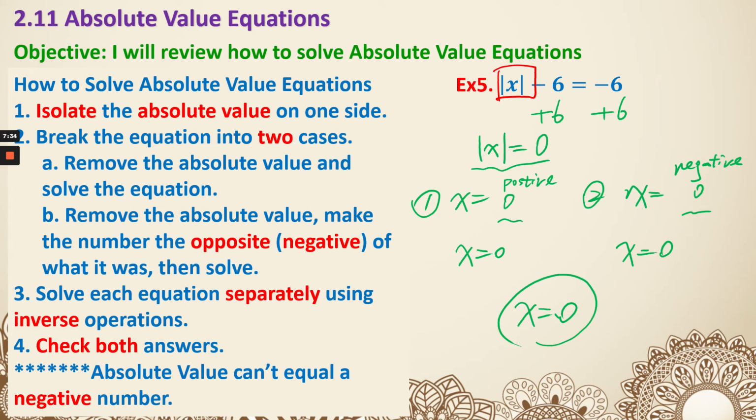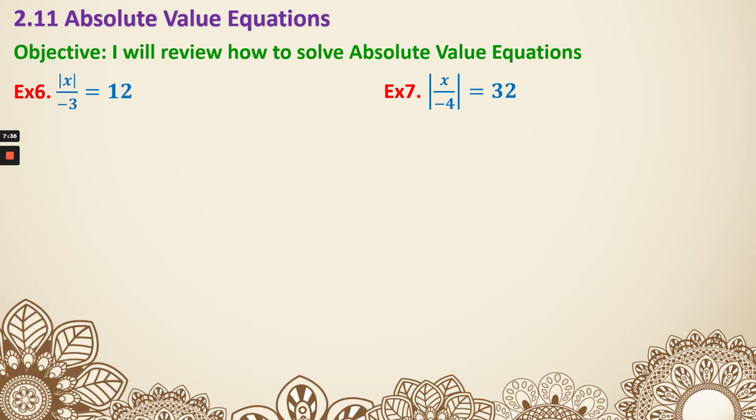That's example 5. Next, example 6. We still got to do the first step. Your box is right here. So you're going to need to get rid of everything that's around the box. So we're going to need to get rid of the negative 3 by multiplying by negative 3 on both sides. So that is gone. We got just a box on the left side, which equals negative 36.